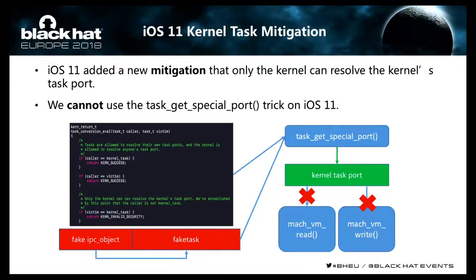To prevent the attacker from abusing the kernel task, iOS 11 added a new mitigation that only the kernel can resolve the kernel's task port. So we cannot use the kernel task get special port trick on iOS 11.